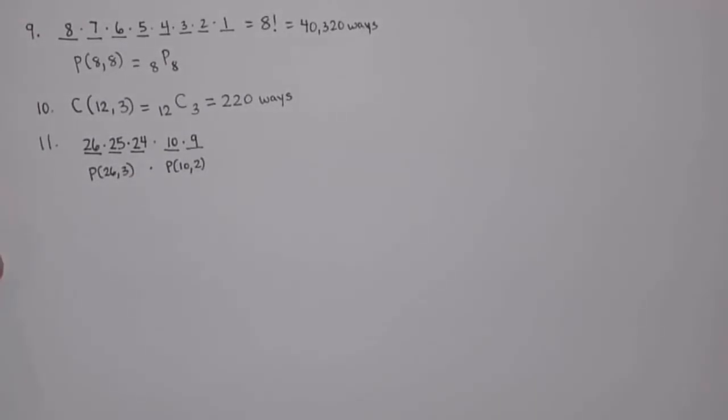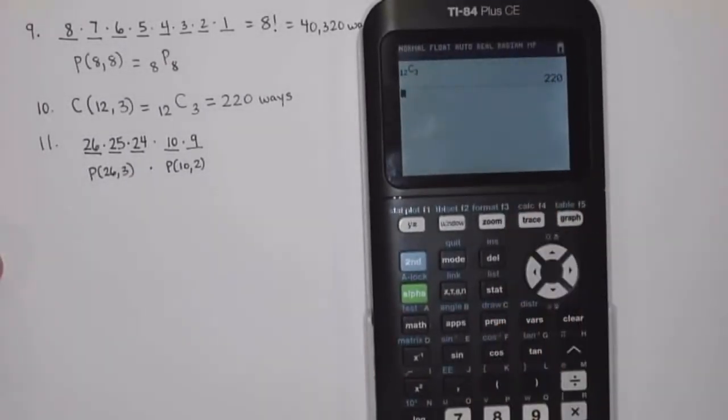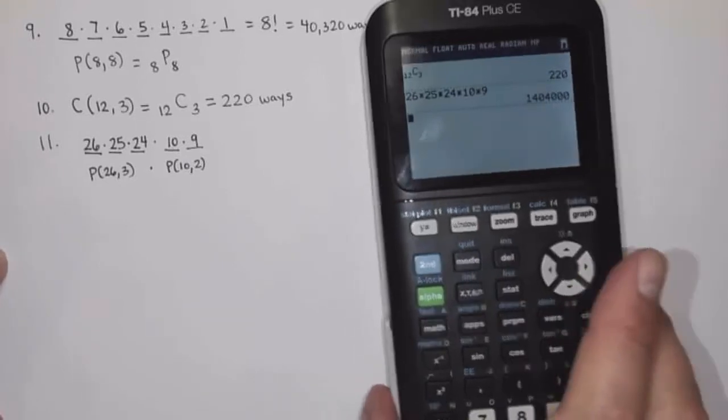Well, whichever way you do it, if I take 26 times 25 times 24 times 10 times 9, that would be 1,404,000 different passwords that would be possible.